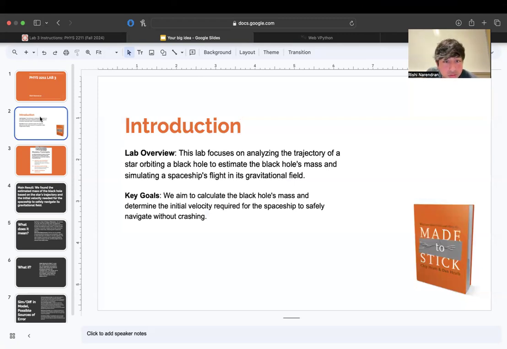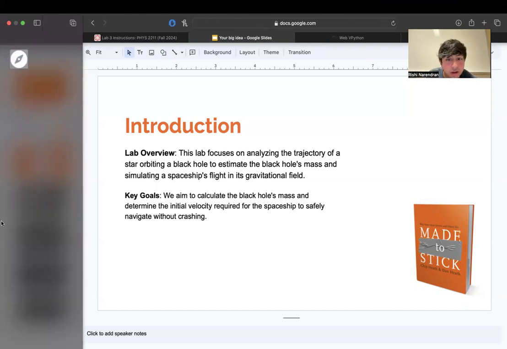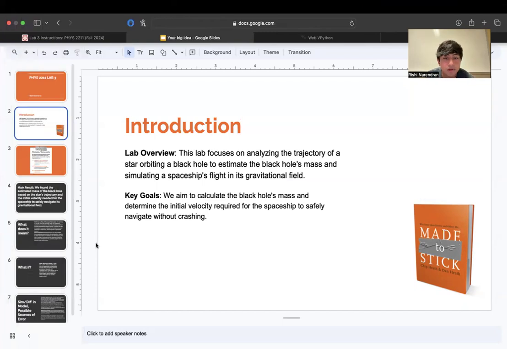So for the lab overview, this lab focuses on analyzing the trajectory of a star orbiting a black hole to estimate the black hole's mass and simulate a spaceship's flight in its gravitational field. We aim to calculate the black hole's mass and determine the initial velocity required for the spaceship to safely navigate without crashing.